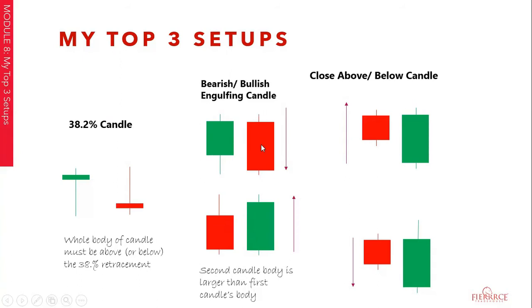So this would be a bearish engulfing candle. This bearish candle engulfs the previous candle. Then this would be a bullish engulfing candle. This bullish candle engulfs or completely covers the body of the previous candle. So this is setup number 2. Setup number 3 almost looks like a bearish engulfing candle, but this is the difference.